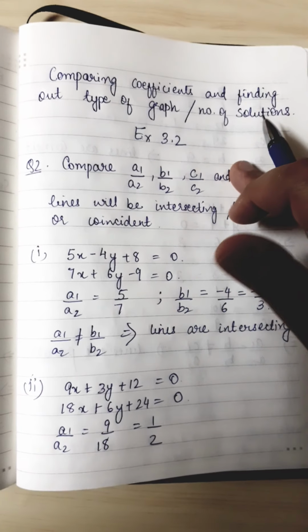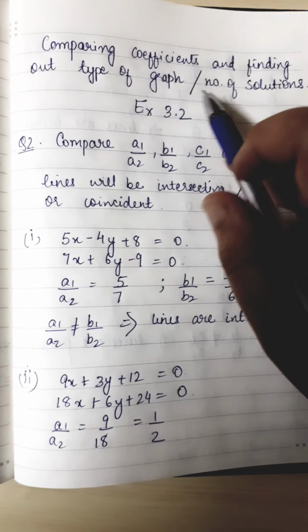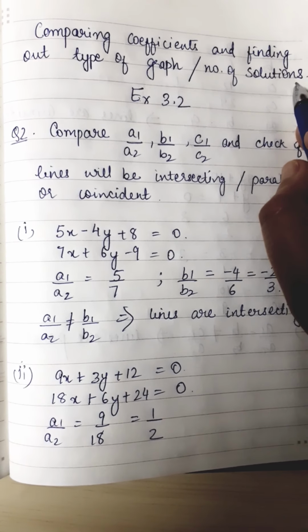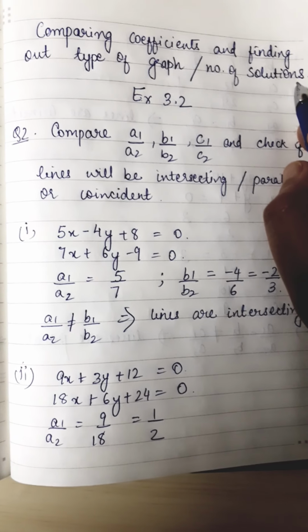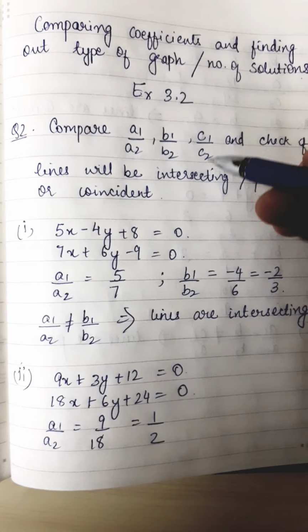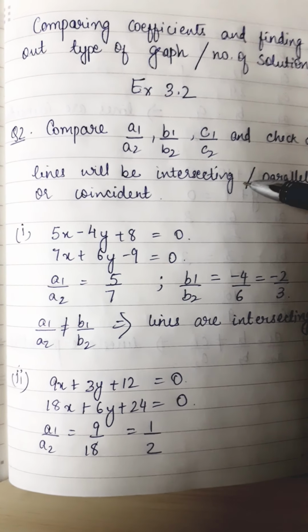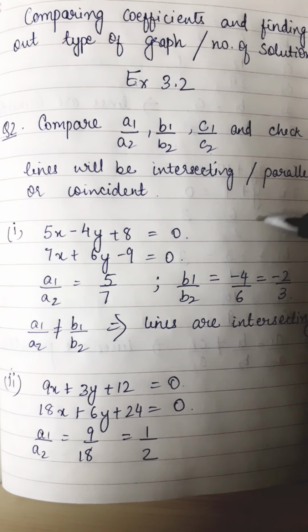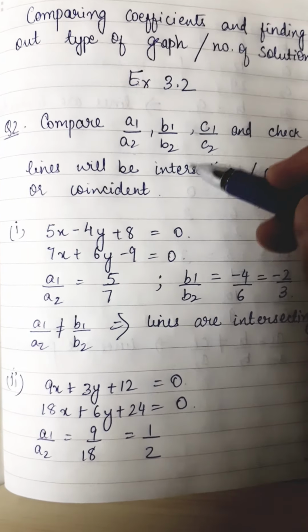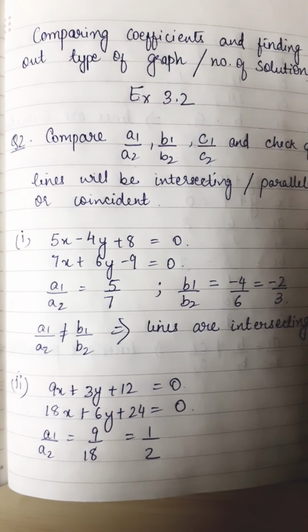The next type of problem is based on comparing coefficients and finding out the type of graph or the number of solutions. That is, we are going to compare a1 by a2, b1 by b2, c1 by c2 and check if the lines will be intersecting, parallel or coincident. From these coefficients, we can also check the number of solutions that the pair of equations can have.